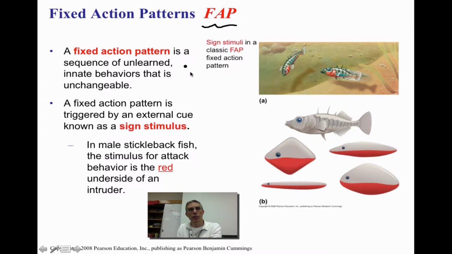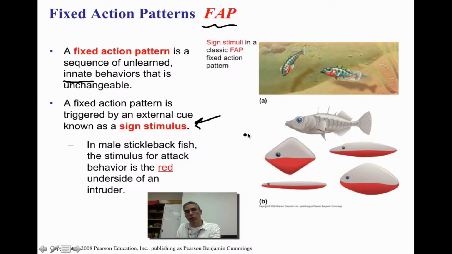So the first behavior we're going to look at is something called a fixed action pattern, sometimes abbreviated FAP. So a fixed action pattern is going to be a sequence of unlearned, innate behavior. And these are types of behaviors that are not able to be changed by the animal. And the reason they can't be changed is because the animal is born with these types of behavior.